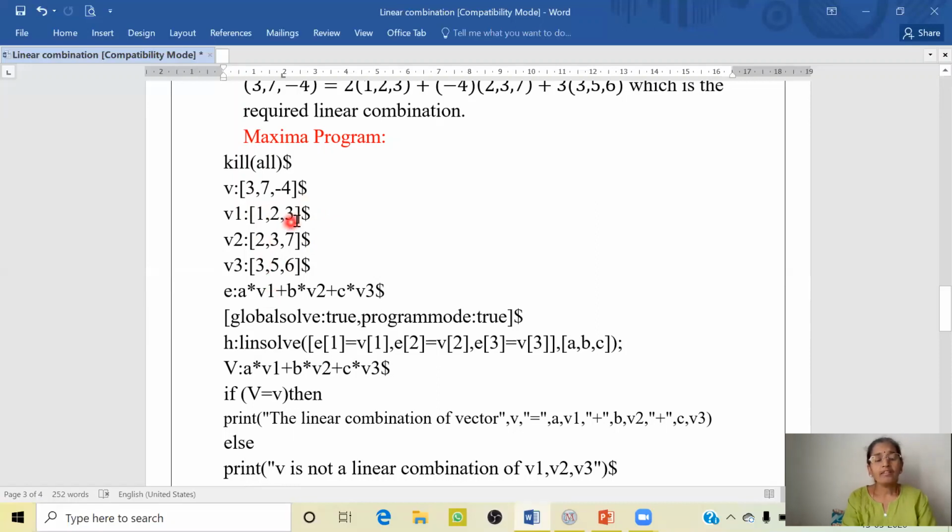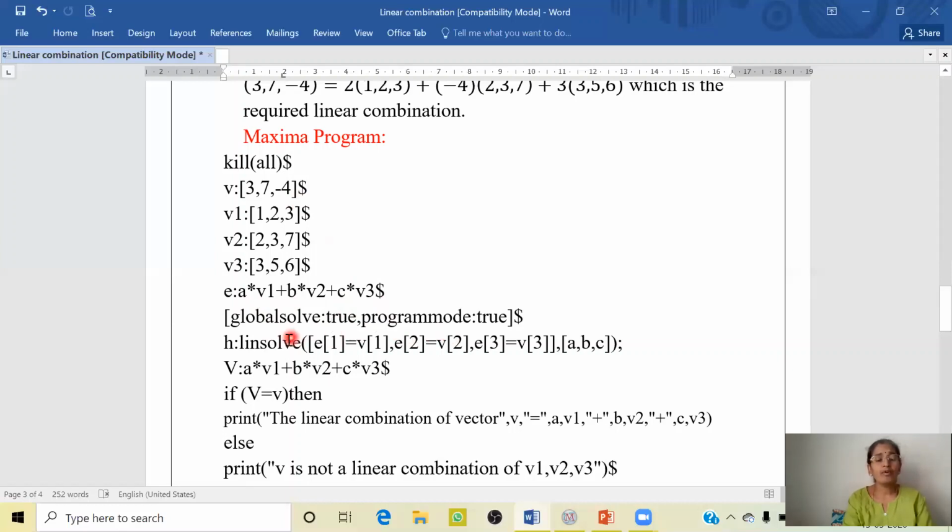Now we write the linear combination of V1, V2, V3 and we represent that by E. E is A times V1 plus B times V2 plus C times V3. Here we need to solve for A, B, C on equating to the vector V. Here we are going to use two functions: that is the globalsolve and the programmode.